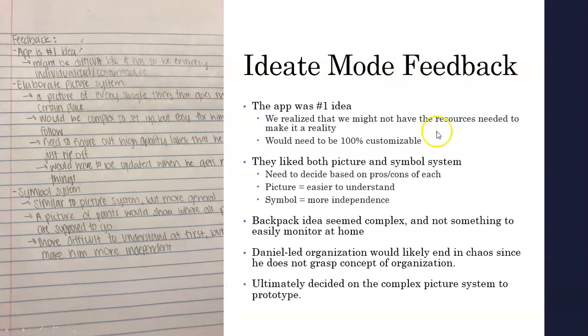We all liked the picture and symbol system, but we needed to decide based on the pros and cons of each which one would be better for him. We decided the picture system would be easier for him to understand, but a symbol system would lead to more independence. The backpack idea seemed complex, not something to really easily monitor at home, as it would mostly have to do with school. And Daniel-led organization would likely end in chaos since he doesn't grasp the concept of organization, so it wouldn't really lead to anything being organized. So we ultimately decided on the complex picture system as our prototype.